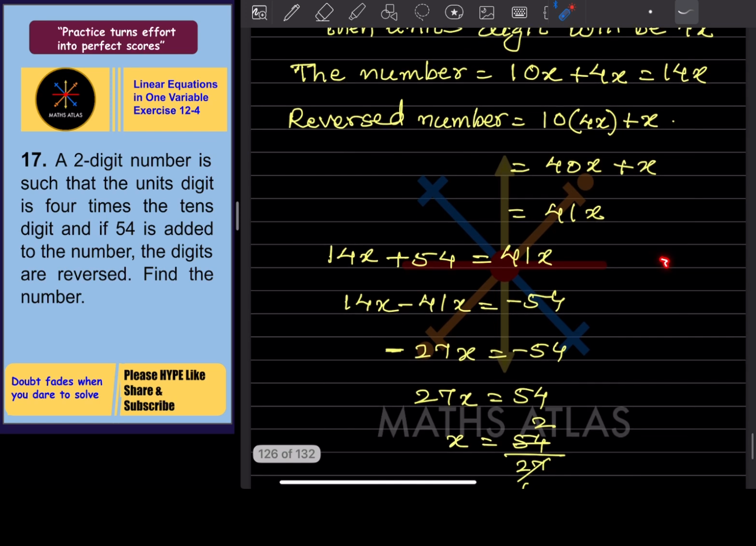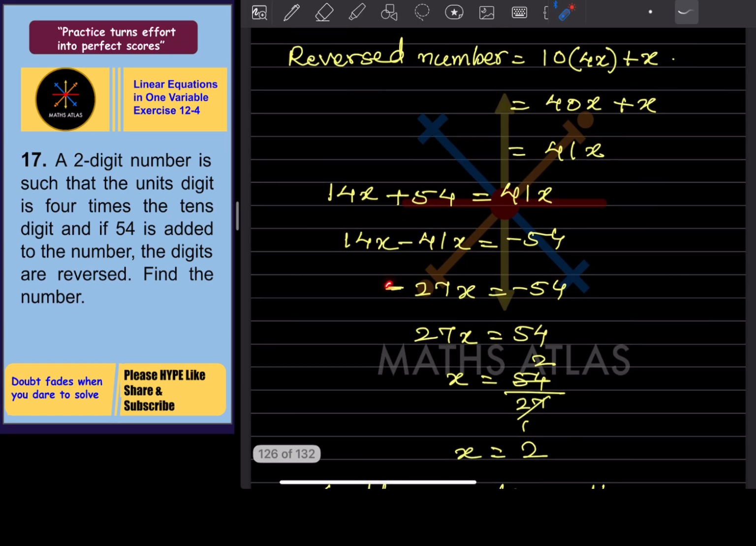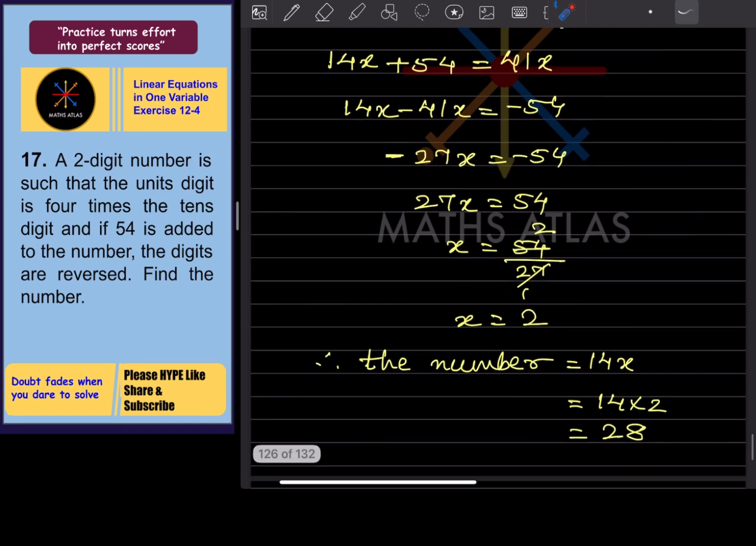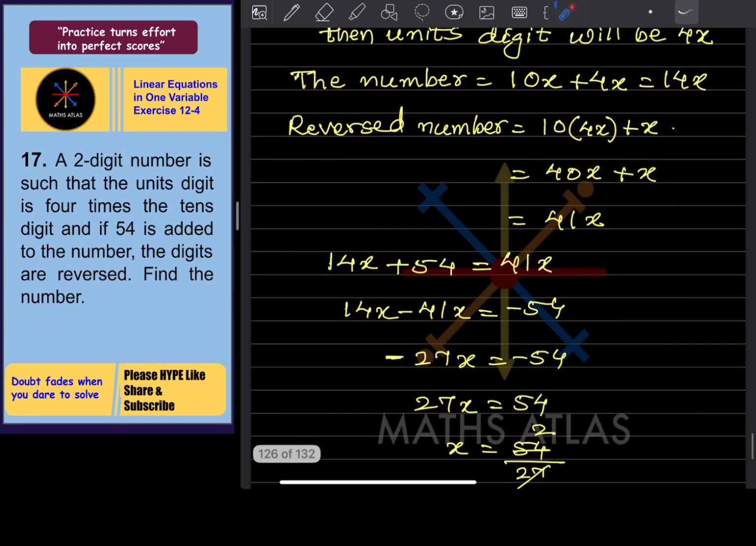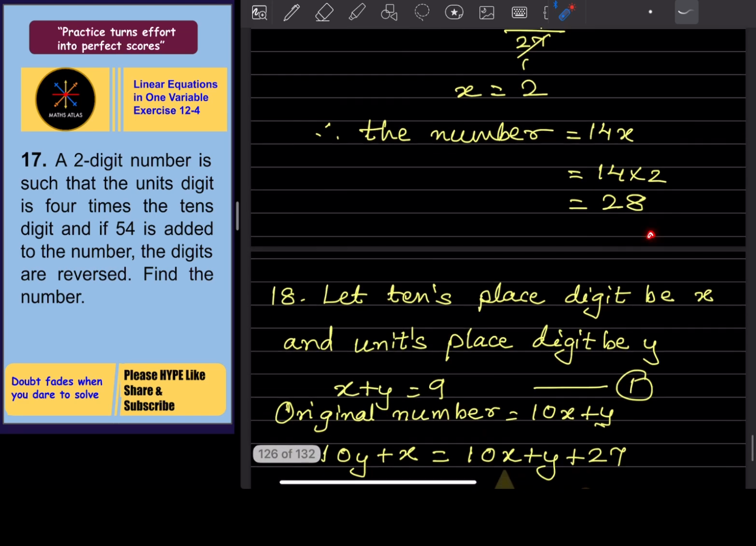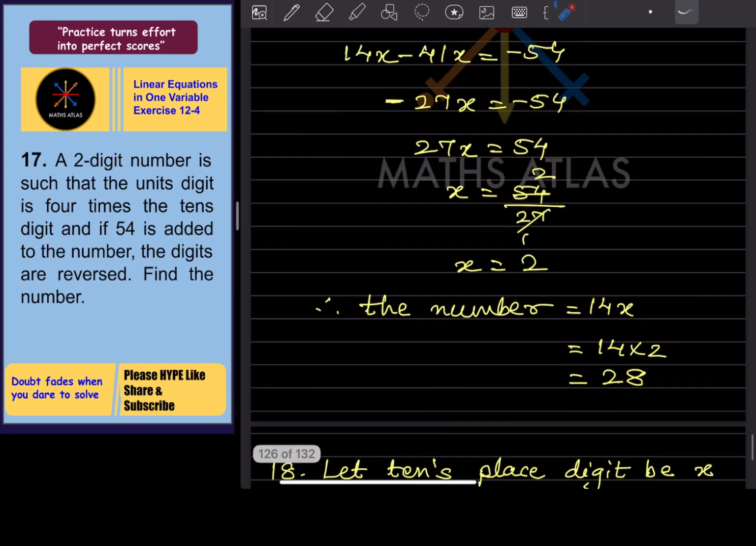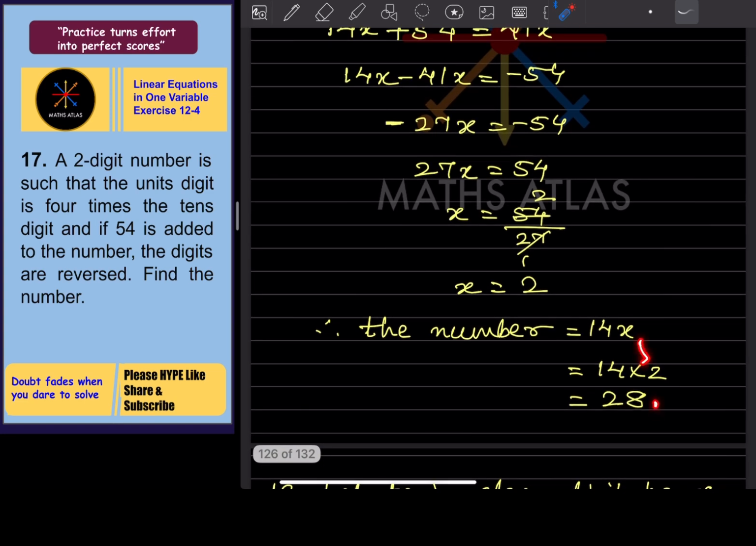So after getting this equation, other things are easier. So this is going to be 14x. This will be here minus 41x, and this will go on the other side. That is going to be minus 54. So after solving this, we get minus 27x will be minus 54. Both the places that is negative sign, so that goes off. So 27x will be 54. The value of x is going to be 2. So they have asked for the number. So the number is, what is the number? That is 14x. So in place of x, we are going to put this 2. So the number is 28.